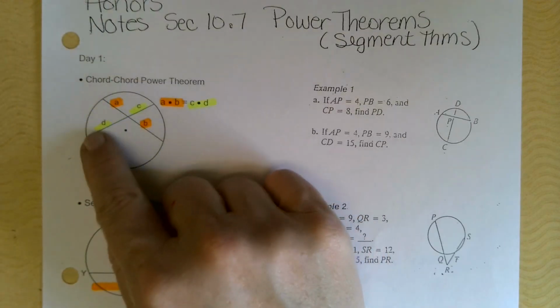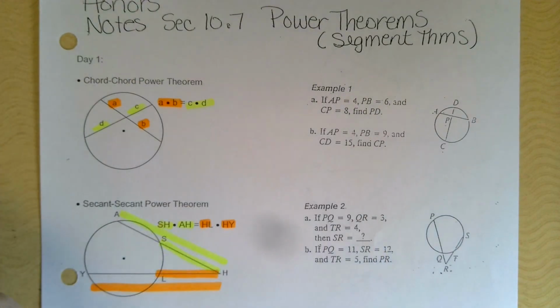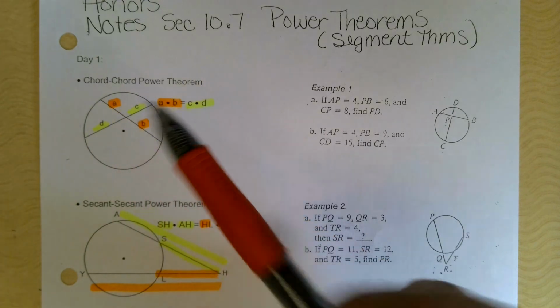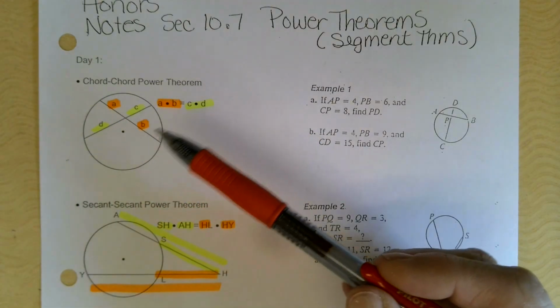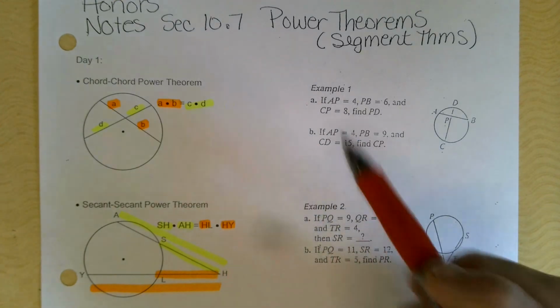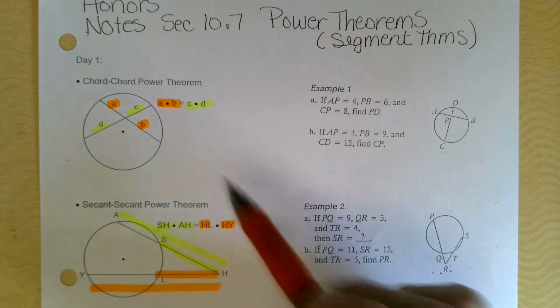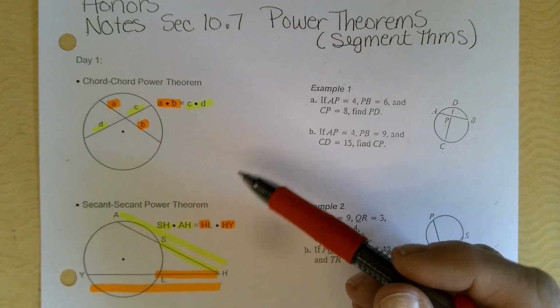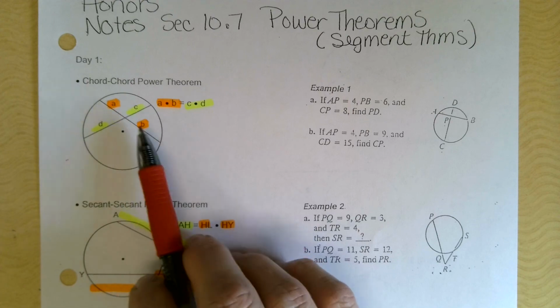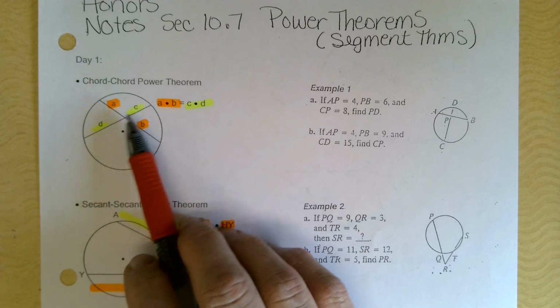The first one is when we have a chord and a chord. When we have two chords, we call this the chord power theorem. If I were to show you these similar triangles in this picture, you would get a better understanding of this. This is the actual formula, and you simply take part times part equals part times part.